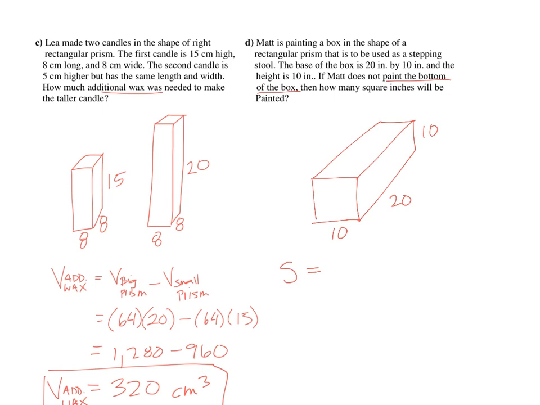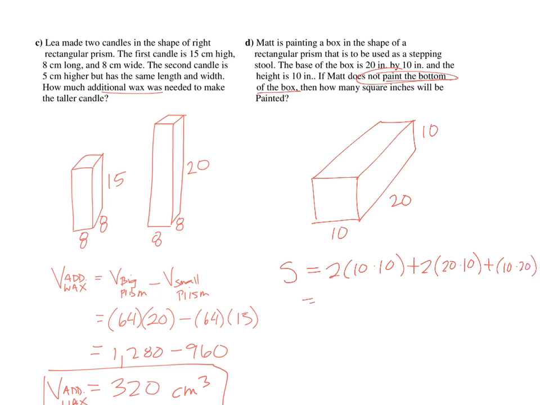So there's the front and the back. The front and the back is 10 times 10. It's the area of the face, and there's two of them. Then I have the left and the right side. That's 20 times 10, and there's two of them. And then I have the area of the top and the bottom. But once again, not the bottom, so just the top. And the top's going to be 10 times 20. And there's only one of them.